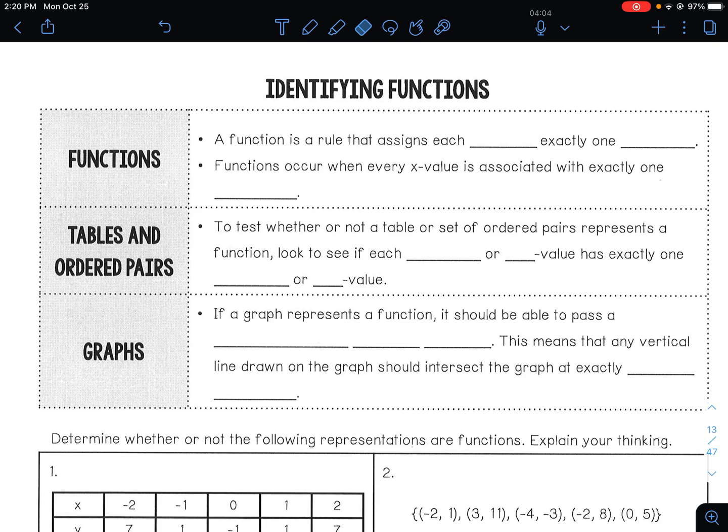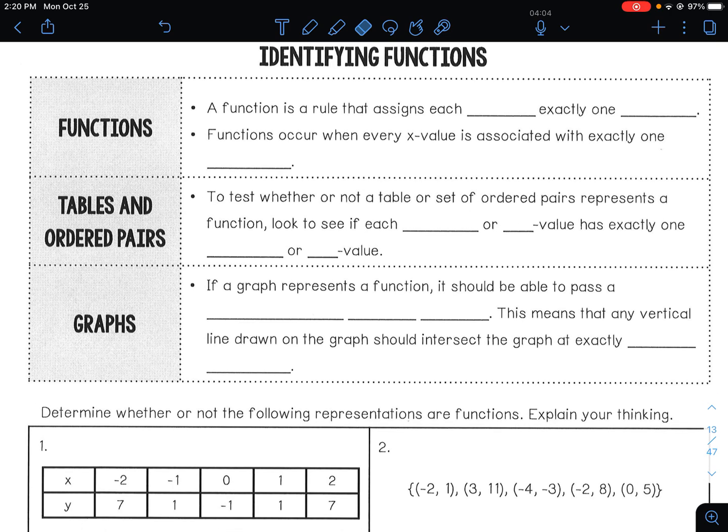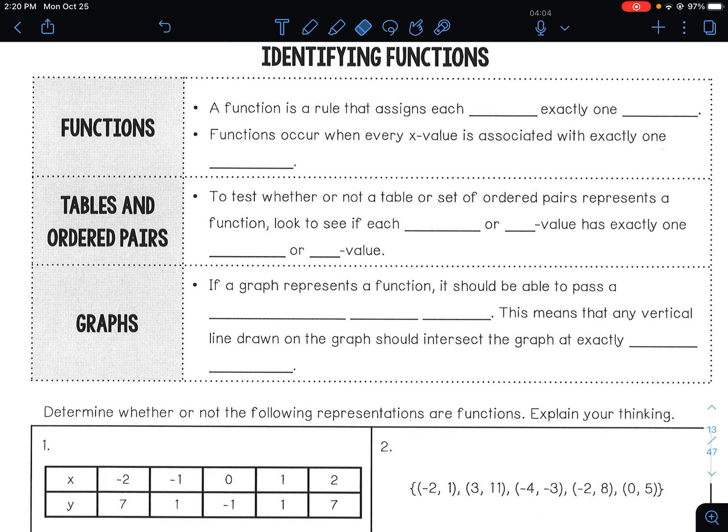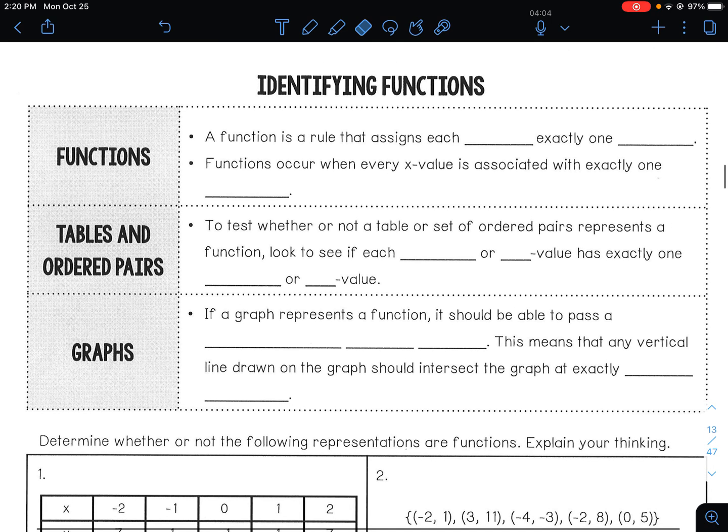In this video, we are going to learn how to identify functions in tables, ordered pairs, equations, and graphs. So let's begin. Let's start off by going over what a function is. A function is a rule that assigns each input exactly one output. Functions occur when every x value is associated with exactly one y value.